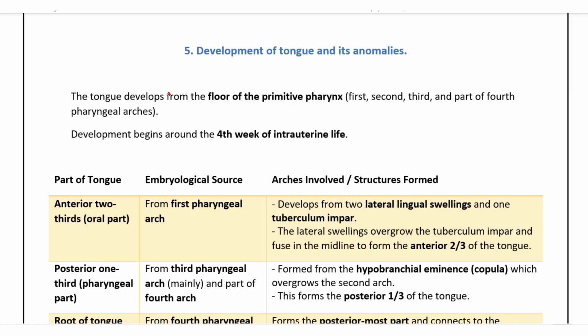Let's move on to the next question, that is development of tongue and its anomalies. ये भी 5 marker है. So the development you will write for 3 marks and anomalies of tongue you will write for 2 marks. Okay, so this 3 marker will include a diagram also.